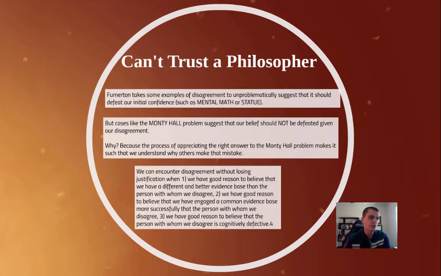Or third, the other reason is maybe we have good reason to believe that the person with whom we disagree is cognitively defective. So this is the idea that maybe instead of thinking that we examined the evidence better or that we have a different or better evidence base, maybe we should just think that this person isn't actually our peer in some important way. And we'll look at a few of those cases.